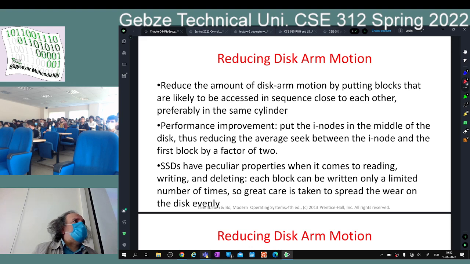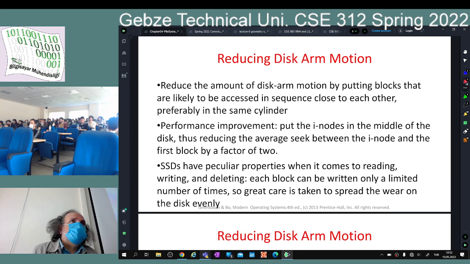This chapter is about the files, not about the hardware. So why are we talking about the hardware now? Because we are talking about the hardware to make our file systems run faster on that hardware. That's why I switched to talking hardware. But when we come to the I/O chapter, we are going to talk more about the hardware.